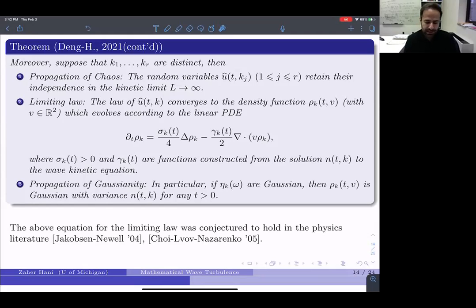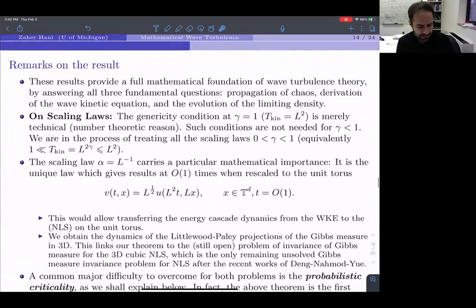The only difference is that the variance of the different Fourier modes is given by the solution of the wave kinetic equation. By the way, after we derived this equation, we realized that it was actually written in the physics literature in a couple of works that are mentioned over here. So this was all confirming again the conjectures that were given by physicists.